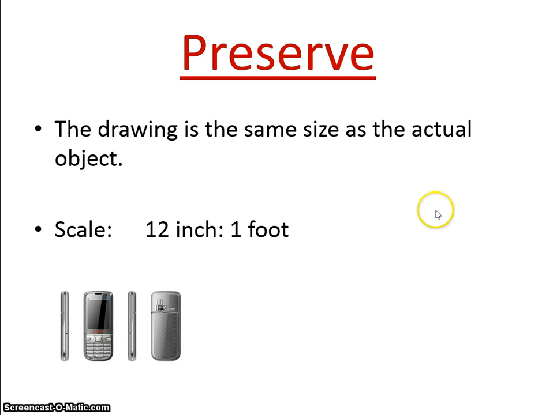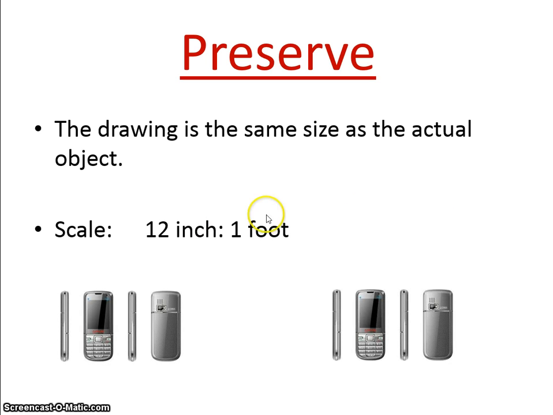To preserve means to draw the same size as the actual object. Look at this scale. It says 12 inches to 1 foot. Well, I know that 12 inches is the same as 1 foot, so our scaled size is equal to our actual size, so that means that it's preserving the size. The drawing or the model is the same exact size as the real object. Oftentimes, model cell phones are made the same size because they're a doable size. Not too big, not too small.